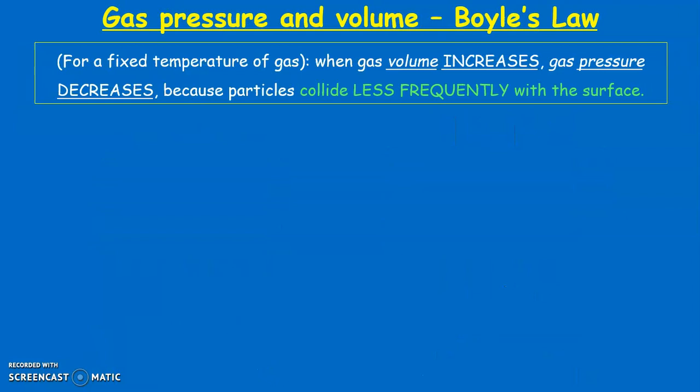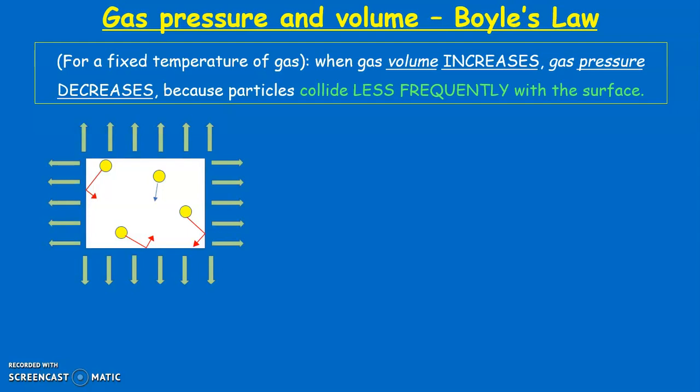What about volume then? The volume of the box. Well, for a fixed temperature of gas, that's very important because if you remember when we do experiments, we have control variables. The temperature of the gas in this case should be kept constant because we've seen from the previous slide the temperature can affect pressure. So when we have a fixed, constant temperature, if the volume of the container or the gas increases, the gas pressure decreases because particles collide less frequently. And we'll see that happening in a second. Boyle's law tells us that volume of gas and the pressure of the gas are inversely proportional, and we'll have a look at that in just a moment.